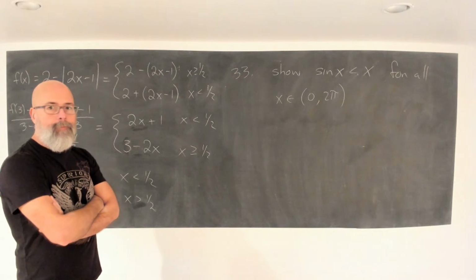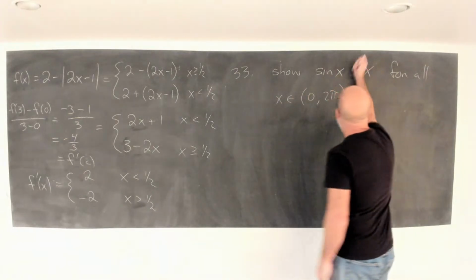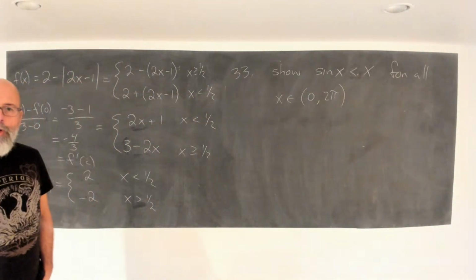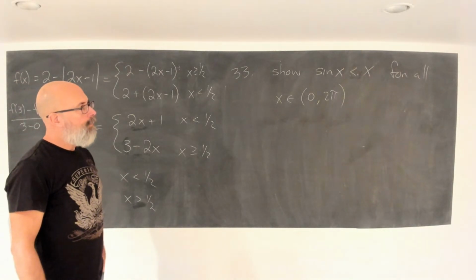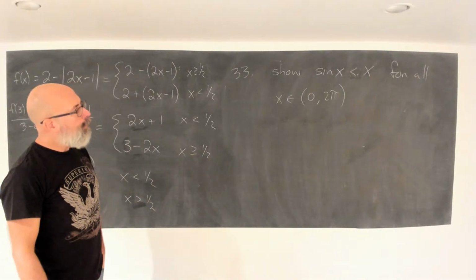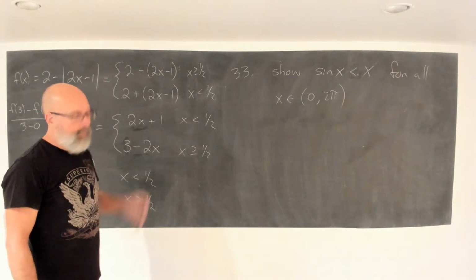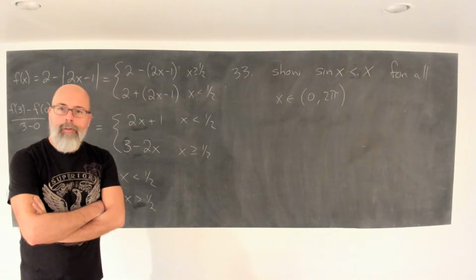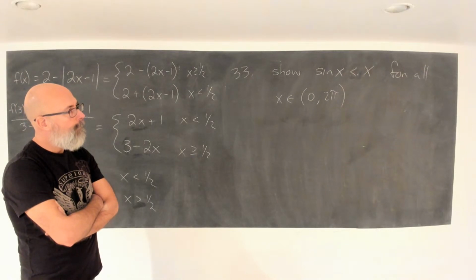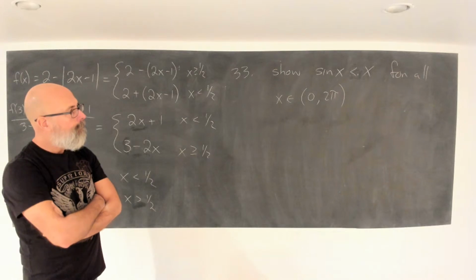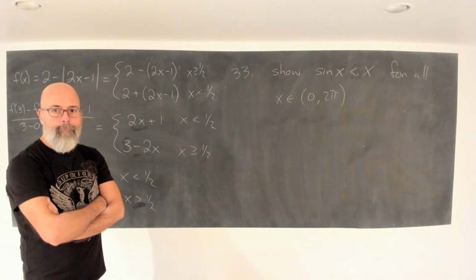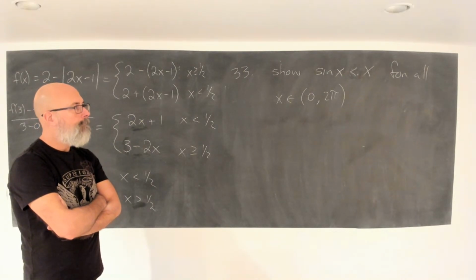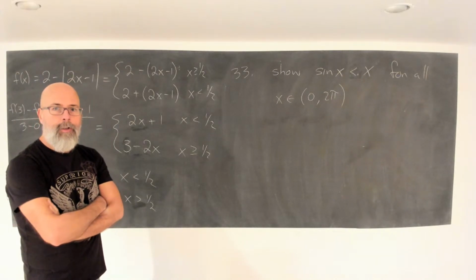Consider this. Show that sine x is less than x for all x in the interval 0 to 2 pi. Now that would be a nice final exam question. And you see, it's not clear that this is a mean value theorem question. Right? But it is. So now that you know it's a mean value theorem question, what are you going to do?